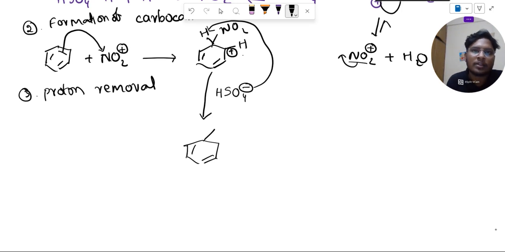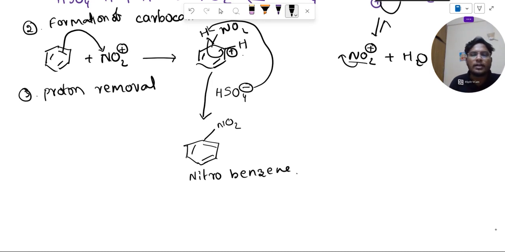Whatever hydrogen is left as H plus, the bond will shift to satisfy the positive charge, so it again forms a double bond. So a double bond is formed and a nitro group is there. Finally what we get is nitrobenzene. As we see, we have taken nitro as our electrophile, and that's why we got nitrobenzene.